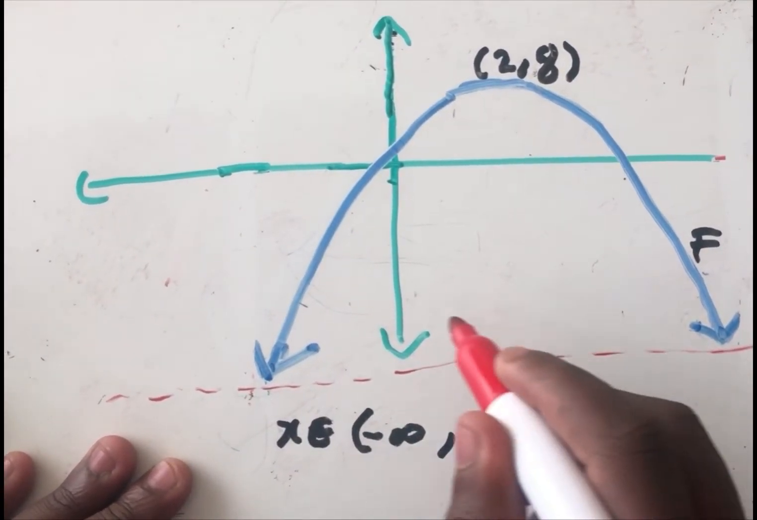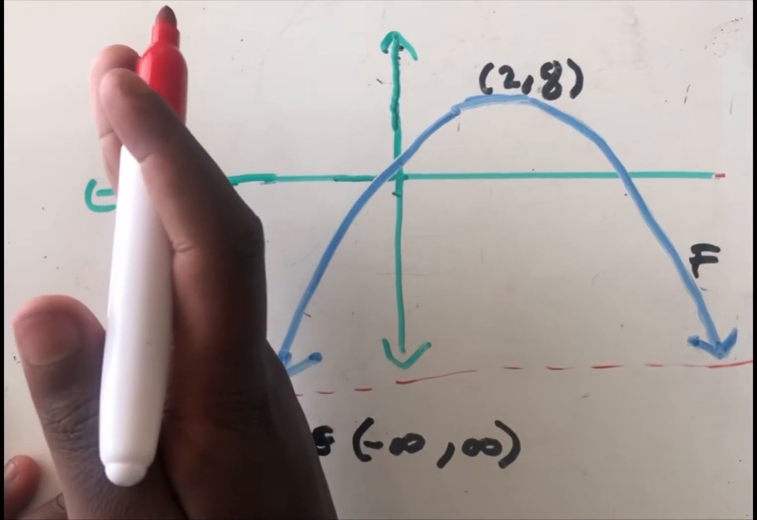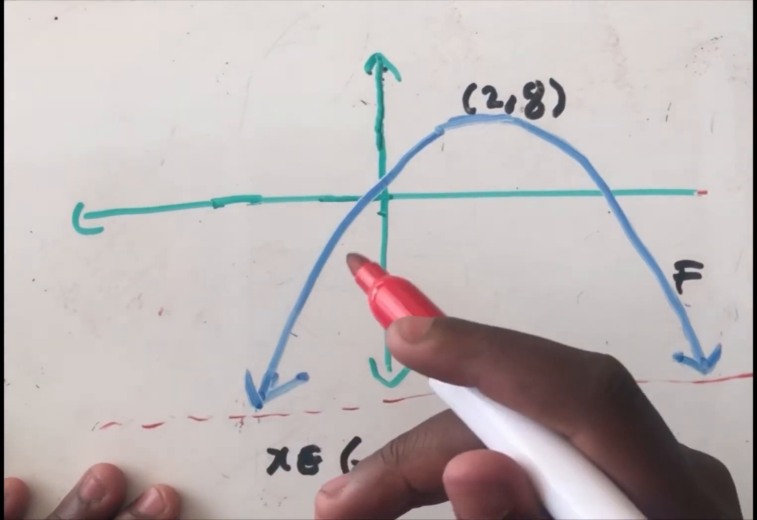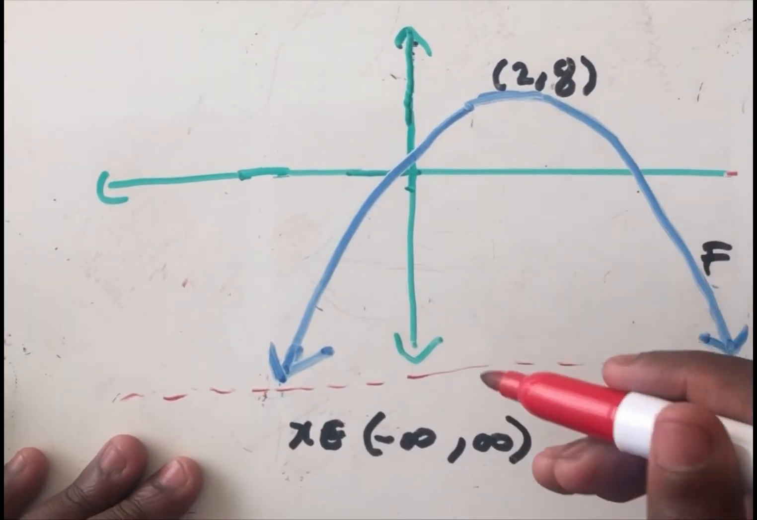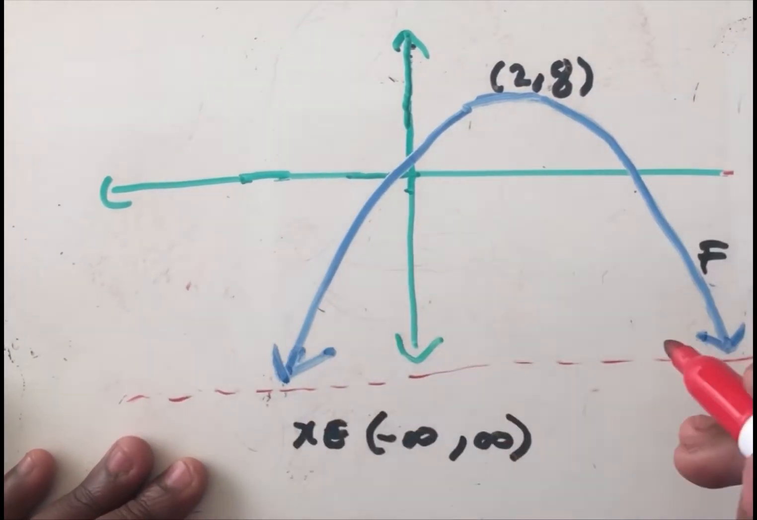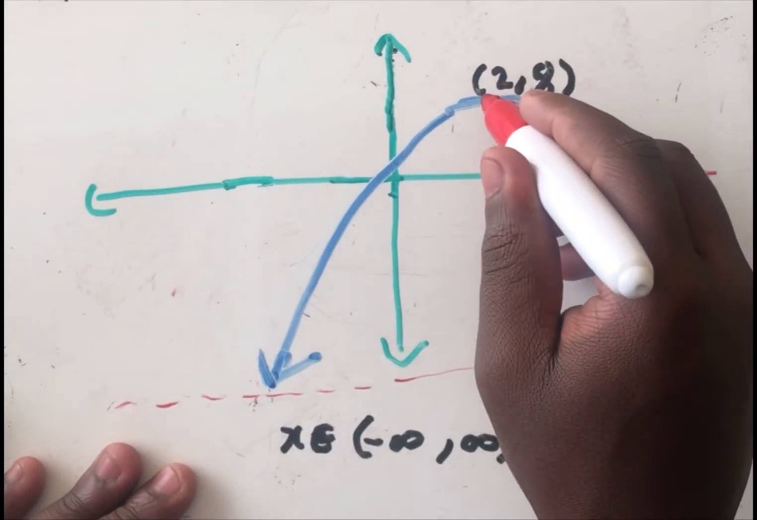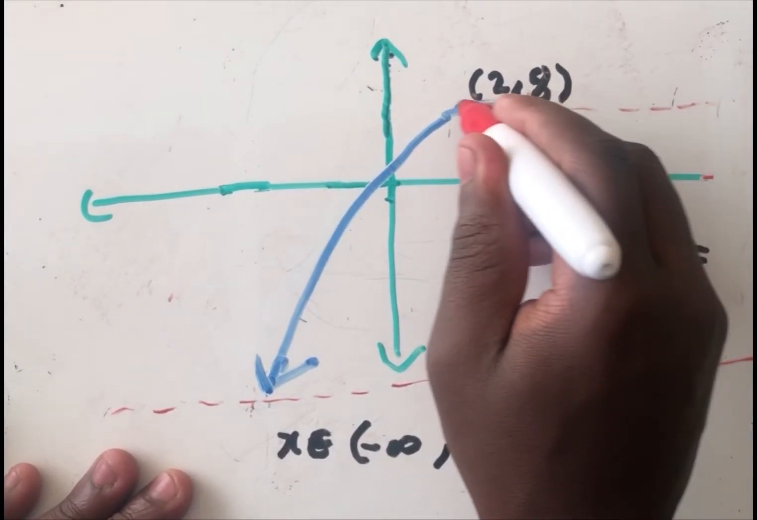Now with domain, you draw a vertical line, but with range, you draw horizontal lines. We're trying to find out the lowest part and the highest part. So the lowest part is this part. The highest part of the graph that you can see is at the turning point, so it's this part.